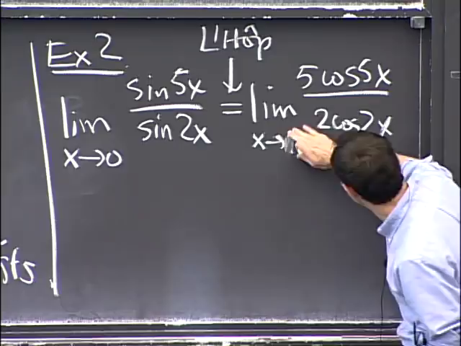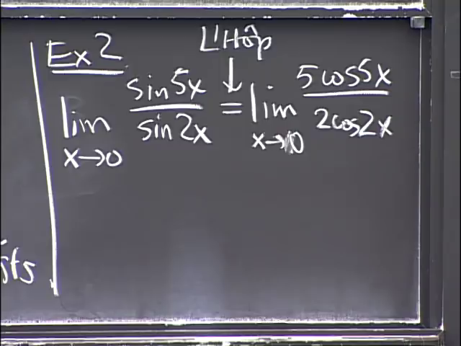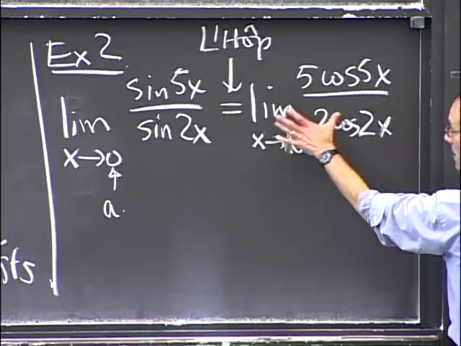Oh, whoops. Thank you. The limit was 1 over there, but now it's 0. A is 0 in this case, right? This is the number A. Thank you. All right, so the limit as x goes to 0 is the same as the limit of the derivatives. And that's easy to evaluate.